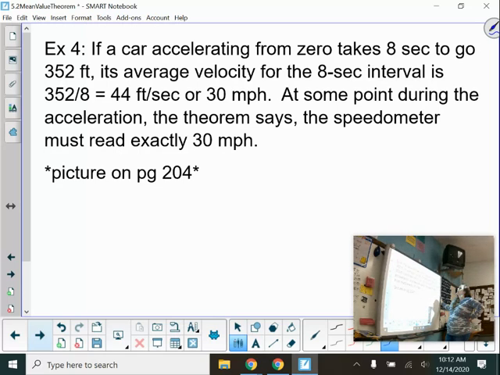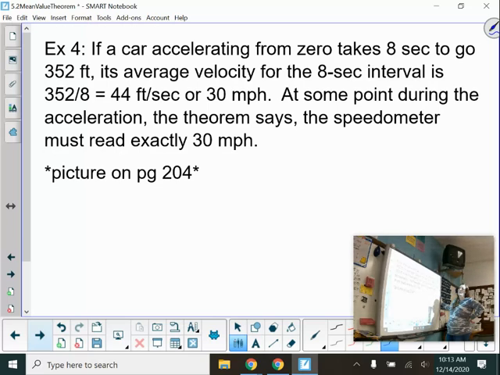So you have a car accelerating from 0, takes 8 seconds to go 352 feet. Its average velocity for the 8-second interval is 44 feet per second, or that's 30 miles per hour. So that means no matter how fast the car ends up going, at some point during the acceleration, the mean value theorem states that your speedometer has to read exactly 30 miles per hour. You can't have an average without reaching that point at least at some point in your trip.